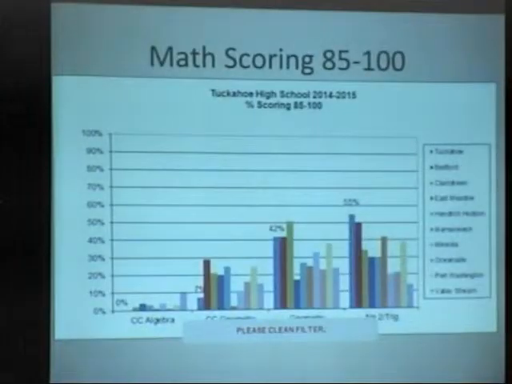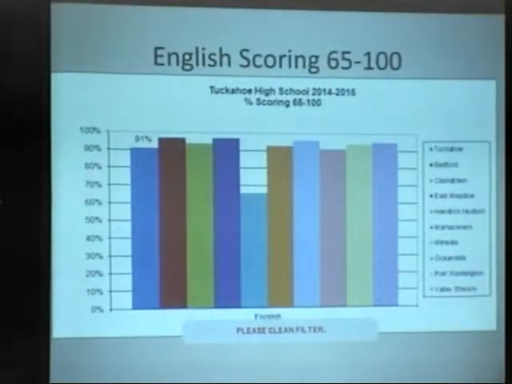Let me take you through the mastery. Common Core algebra, you can see the students were not the accelerated ones, so the mastery is obviously not there. 42% for the traditional geometry, and 55% for Algebra 2 trig. So we're very proud of all the math students from last year. Moving along to English, this is the last year of the traditional English regions. We have 91% passing.